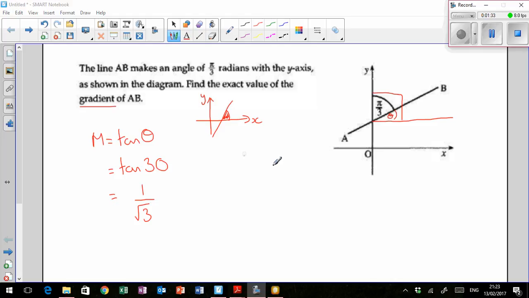Okay, now 3 marks here. One for knowing to use this horizontal angle first, so for the strategy for getting that, so basically for getting that 30 degrees or pi over 6. The second for getting tan of 30. And then the third is for getting the exact value to the answer.